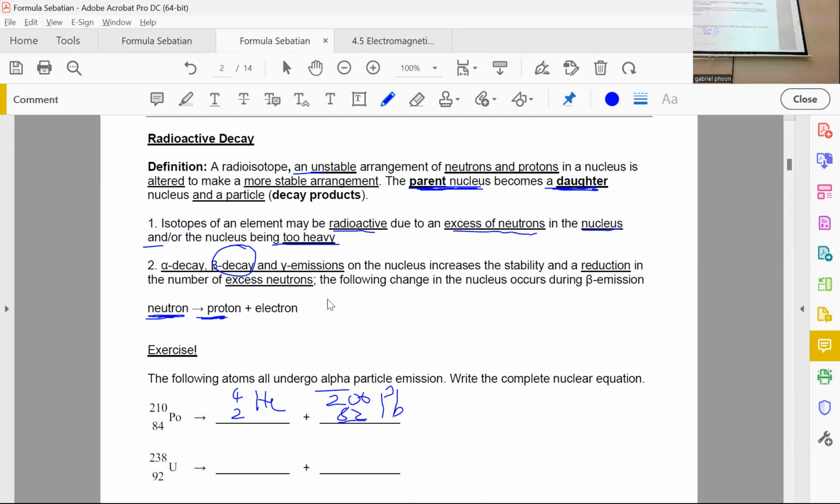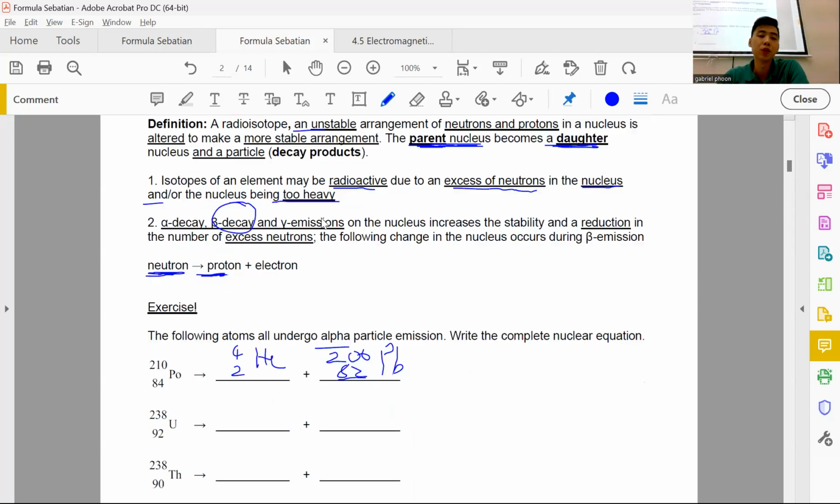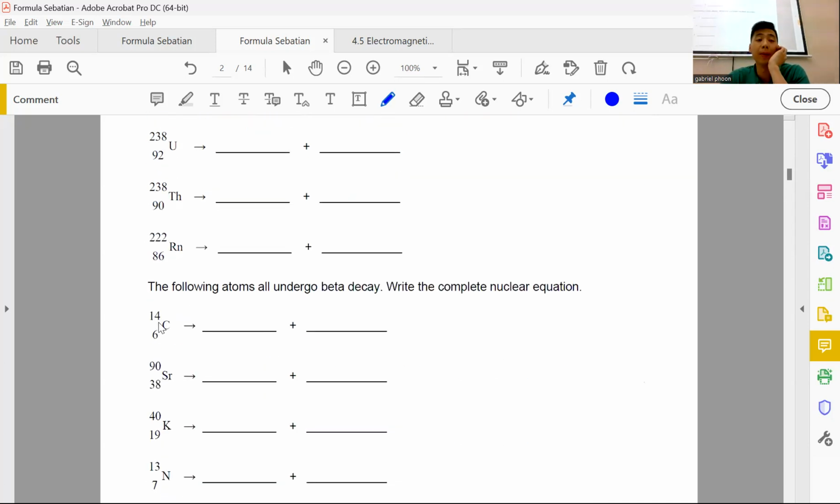Okay, everyone. Quite straightforward. I don't think we need to go through this. Just make sure that when you do the beta particle, it is 0, -1. And then here is 7 and 14. It should be nitrogen. Okay.